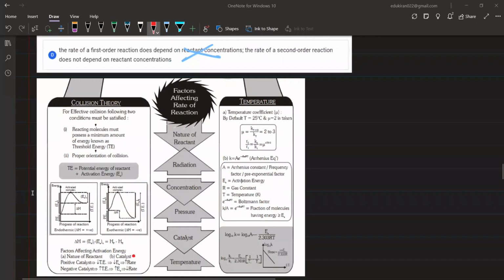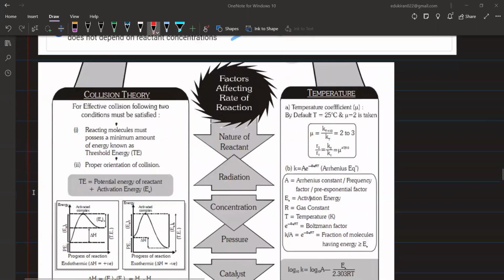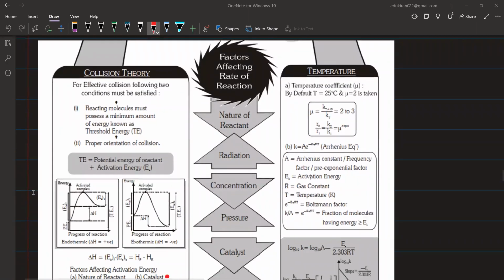to collision theory and temperature. Collision theory says that all the reaction happens only and only if there are two conditions that are satisfied. The reactant molecules should have some minimum threshold energy and they should collide with each other with proper orientation. These are the two conditions for an effective collision, and each effective collision brings about the reaction.